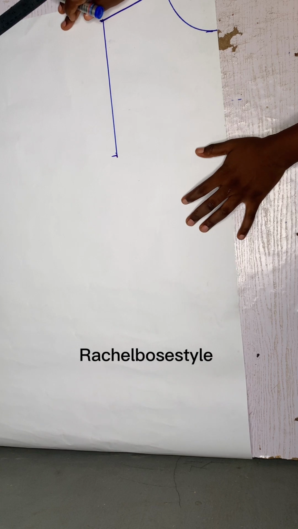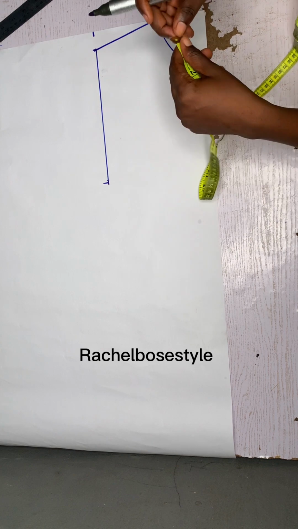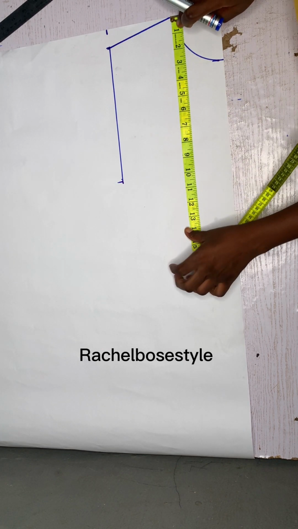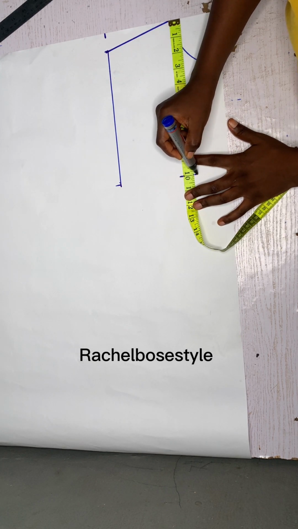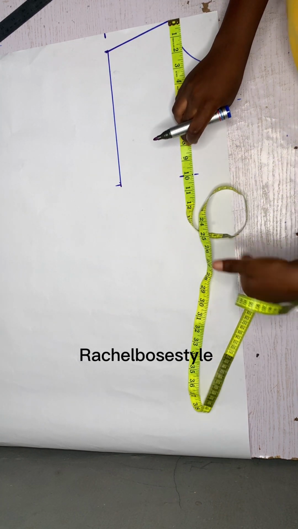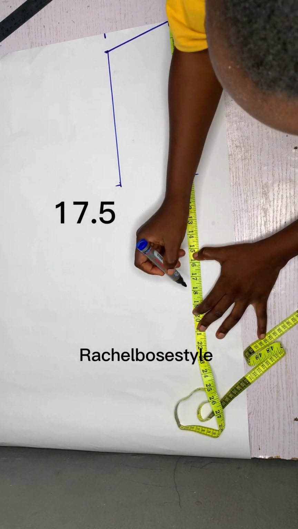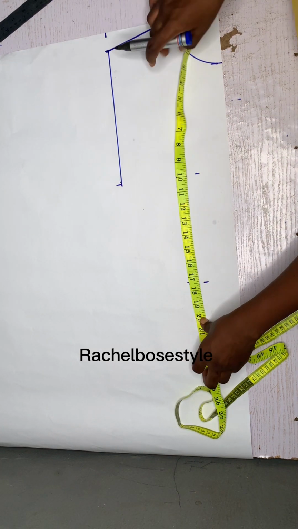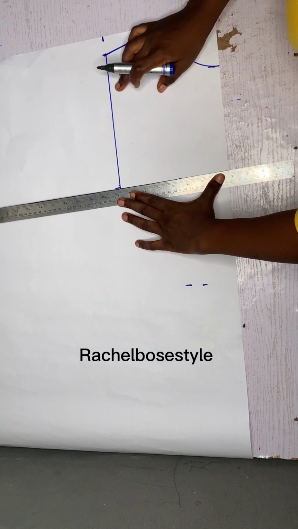So the next thing is for us to rule out all our measurements. The first one is the bust level, the bust line, which is my bust point measurement. My bust point is 10 inches, so I measure 10 inches and rule. My waist is my waistline, which is my half length measurement, 7.5. Straight line.